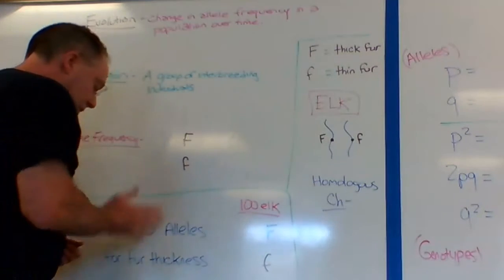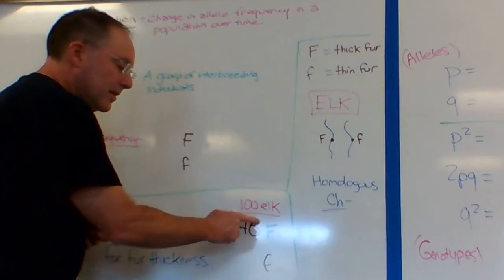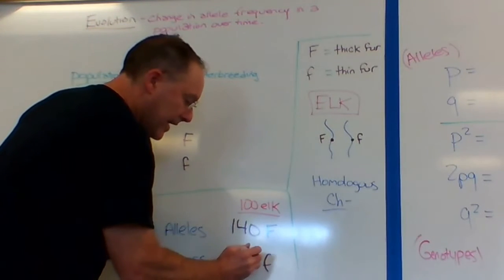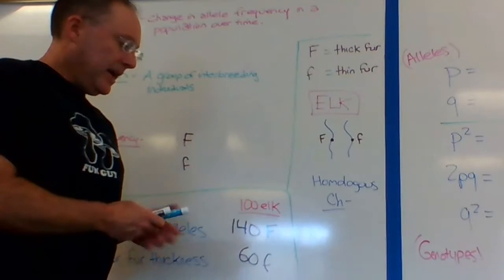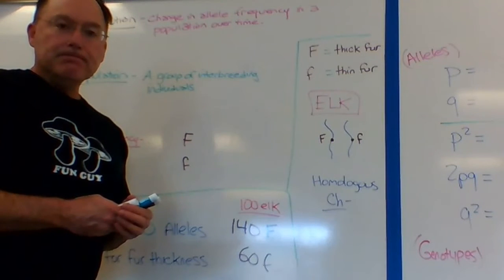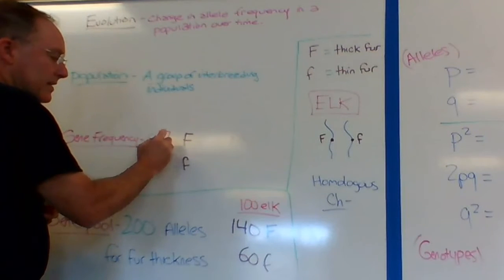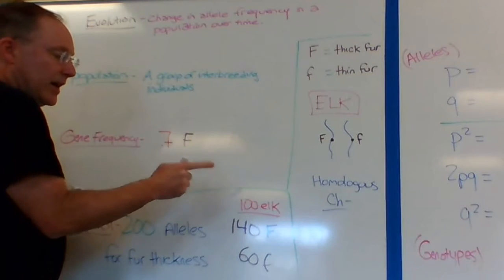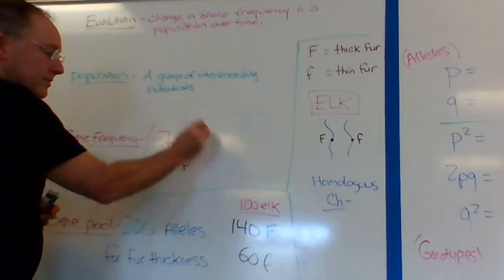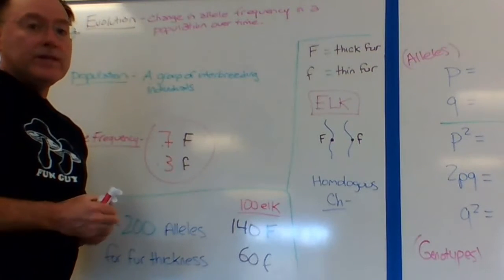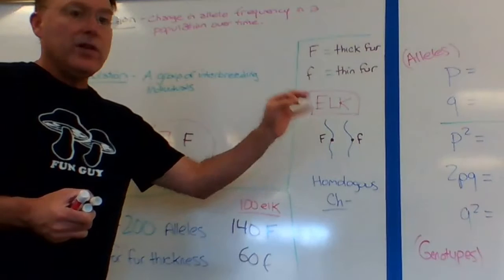Let's imagine that for 200 alleles for fur thickness, we see the big F happen 140 times and the little f happen 60 times. What then are the percentages of big F and little f in the population? You can do this math. This means that 70% of the genes in that Arrowhead elk population for fur thickness are big F, and 30% are little f. So what we've established here is an allele frequency for these genes for fur thickness.